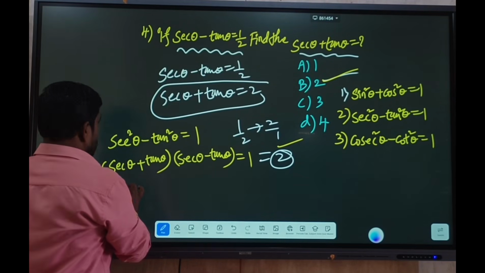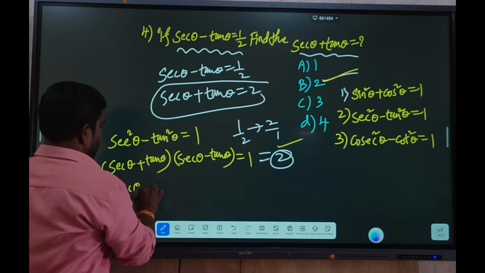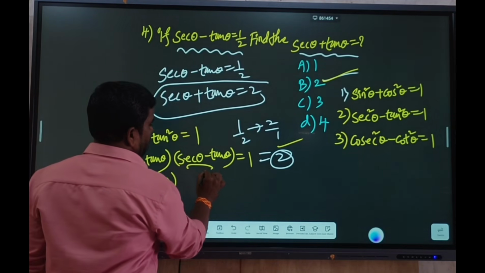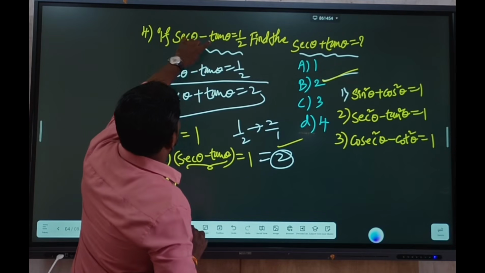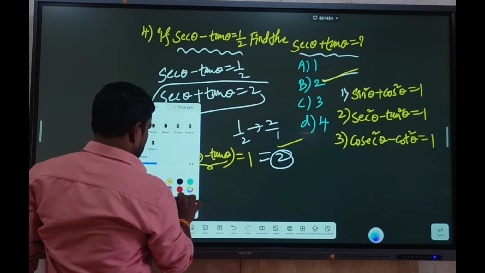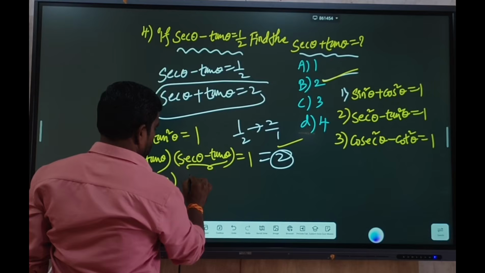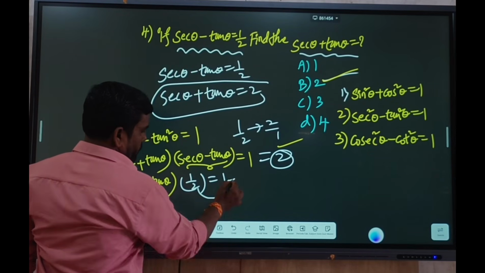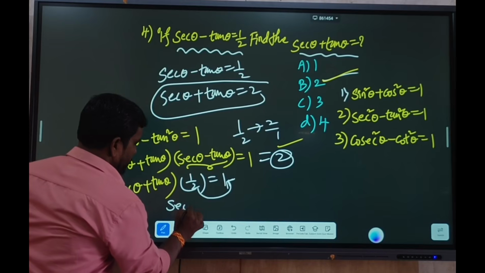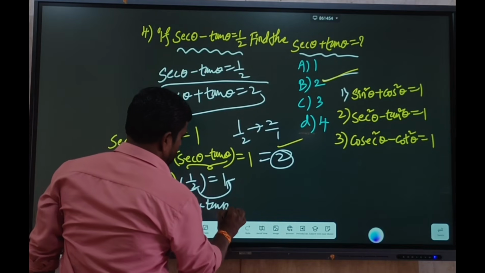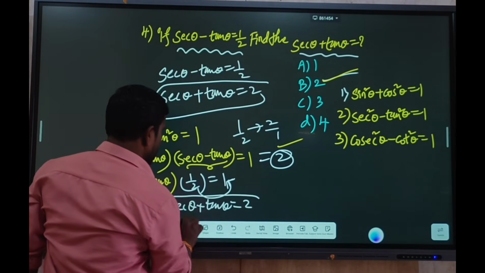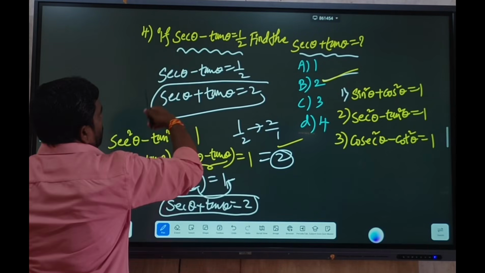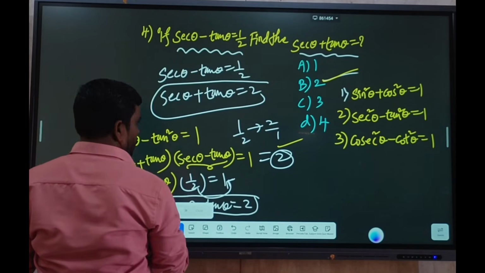So it is clear. Secant theta plus tan theta stays as it is, right? But secant theta minus tan theta is equal to how much? 1 by 2. Now I am taking secant theta plus tan theta into 1 by 2 is equal to 1. So 2 ones are 2. So directly, the answer is secant theta plus tan theta is equal to 2.